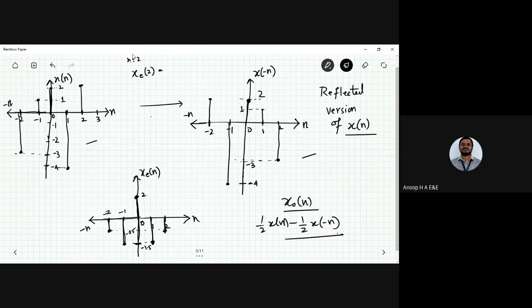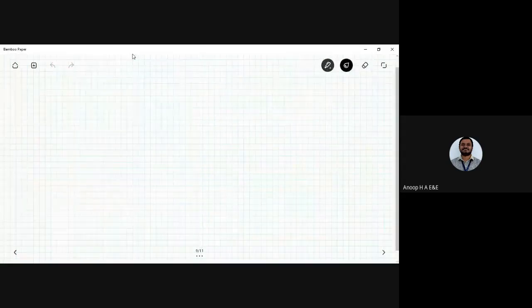x even of 2, if I want to calculate, that is half of x of 2 plus half of x of minus 2, that is there. So that is what you are going to do here. So that would be plus 2 here itself. At that time instant, if you are going to calculate it, it would be the same. So see to it that you follow the same steps there. This is the reflected signal, that is x of minus n. If you observe it clearly, then you will know. So that is the even component, and you have to calculate the odd component also.